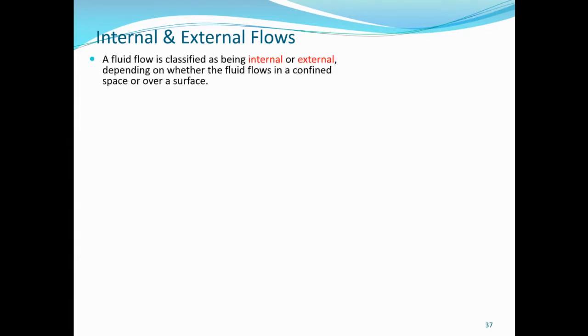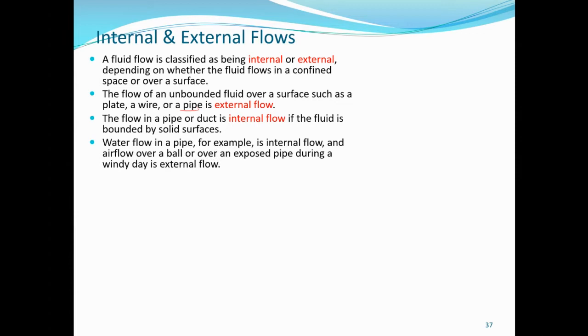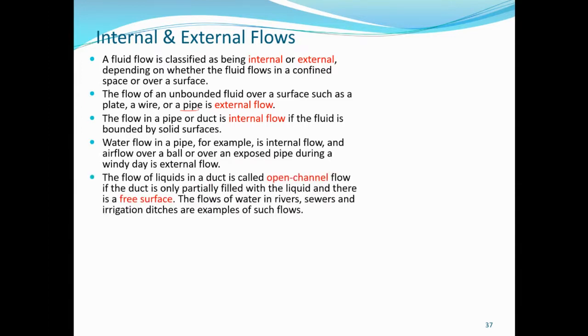Now, still on the different types of flows, we have internal and external flows. This is very simple. Fluid flow is classified as being internal or external depending on whether the fluid flows in a confined space or over a surface. The flow of an unbounded fluid over a surface such as a plate, a wire or a pipe is external flow. Here we mean not inside a pipe but just over the pipe. If it is inside a pipe in which it is completely bounded, we call it internal flow. Water flow in a pipe, for example, is internal flow, and air flow over a ball or over an exposed pipe on a windy day is called external flow.